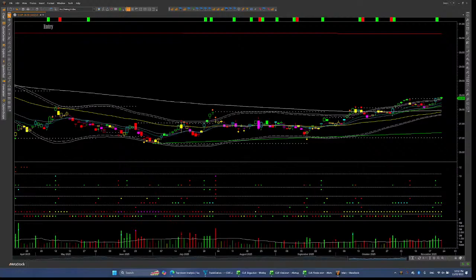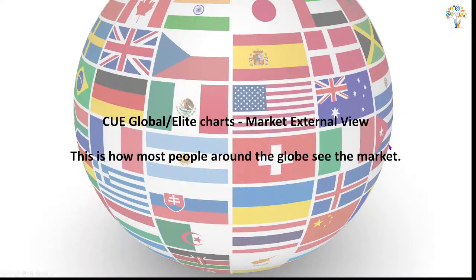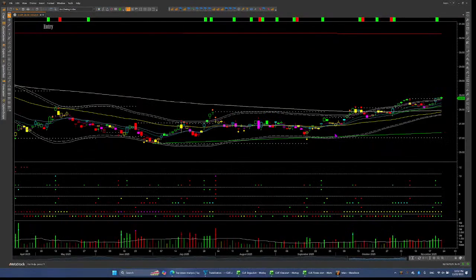I'll not drill down into the market breadth charts for NYSE, Nasdaq Composite and major indexes. They don't give additional information or insight this week. Instead, let's look at the market's external view. This is how most people around the globe see the market. And let me make good use of Metastock 20. It just got released. I'm getting used to the platform.